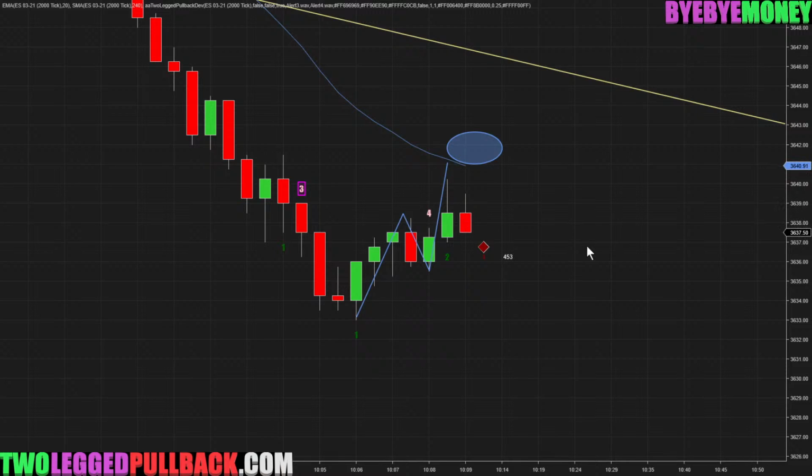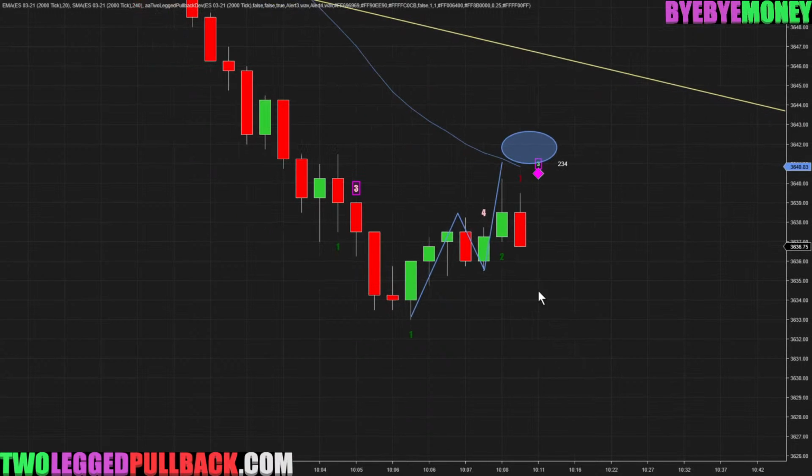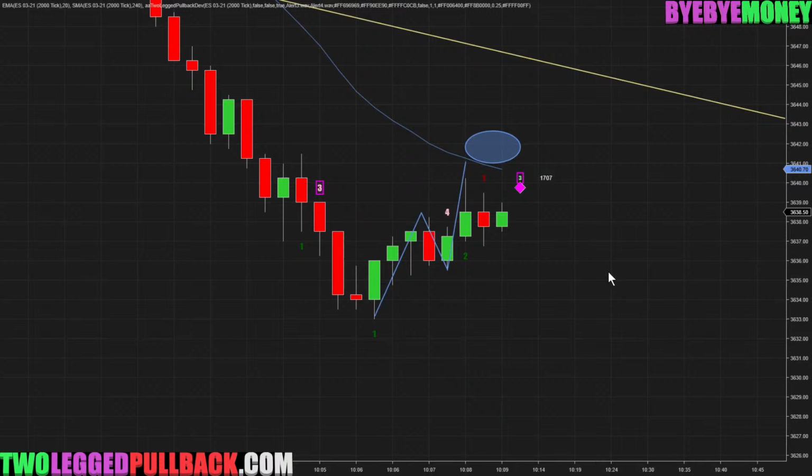But this is a 2-legged pullback here. Pretty good signal bar right now producing. Okay, so this is the signal bar. This is not the signal bar that I want to trade into, in my opinion. Are we gonna get a trap here? If it traps and then makes another 2-legged pullback, I'm in the next trade here. All right, I'm gonna prime up my order here.